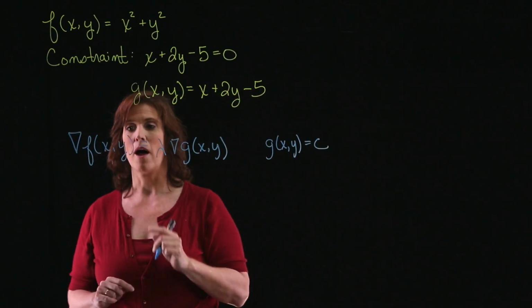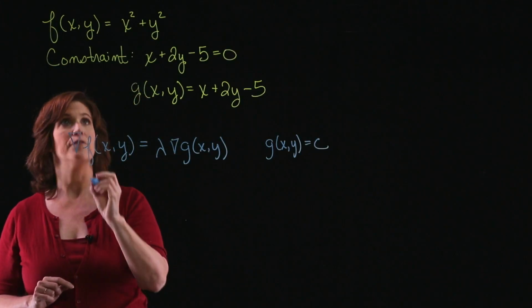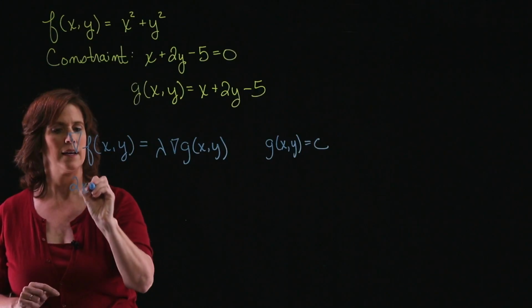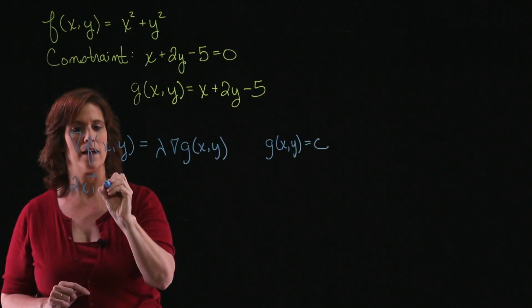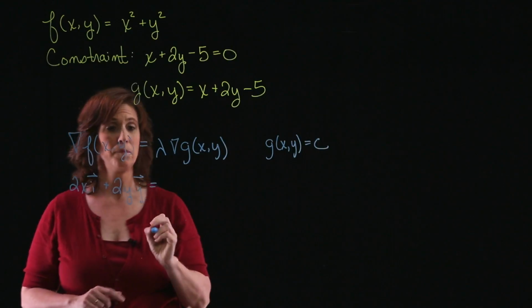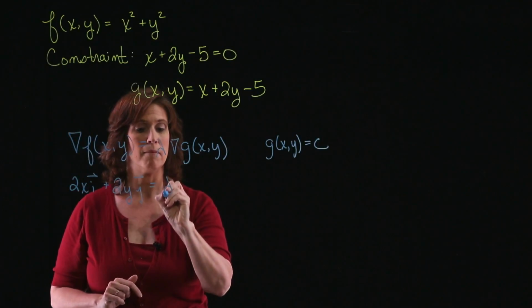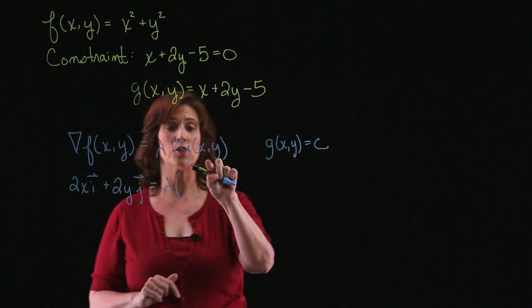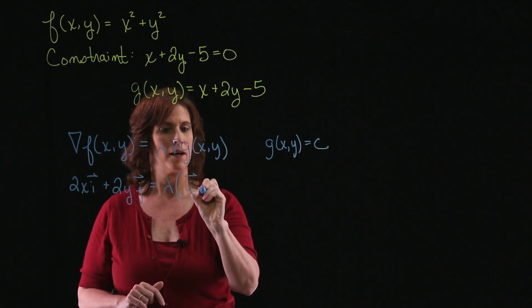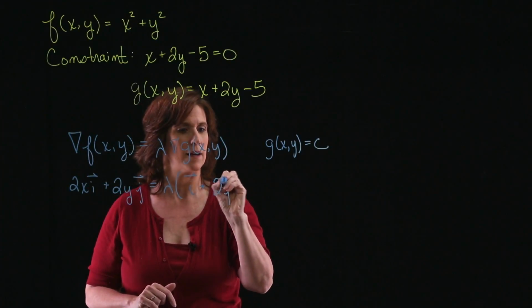So for this particular problem, the first thing I need is the gradient of f. That's going to be 2x times my vector i plus 2y times my vector j. That should equal my Lagrange multiplier times the gradient of g. And the gradient of g is just going to be i plus 2j.